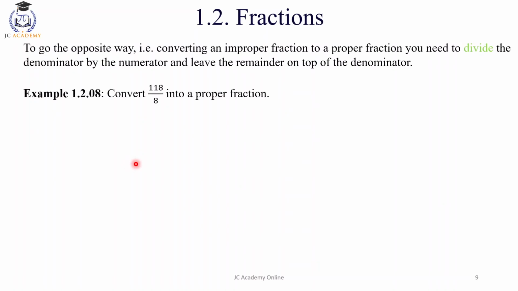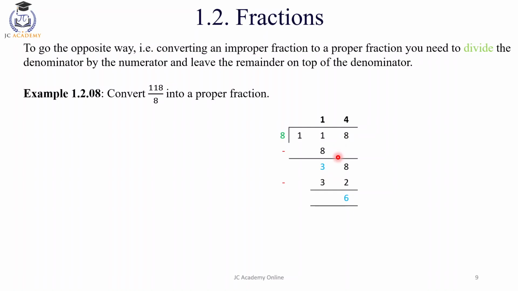Let's look at another example. We're asked to convert 118/8 into a proper fraction. Let's do exactly the same thing: division. We have 118 divided by 8. The way we approach it: 8 goes into 1 zero times, 8 goes into 11 once. 8 times 1 is equal to 8. Now you do 11 minus 8 equals 3.